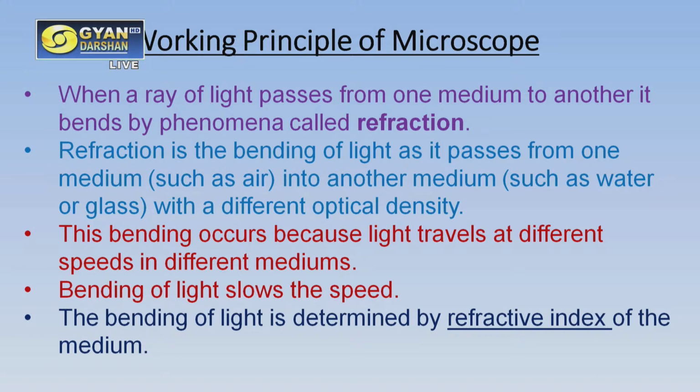So what is the refraction property of light? When light enters from one medium into another medium, the direction of light changes. The speed of light can be the same, but the pathway of light is slightly deviated as it goes from one medium to another medium.